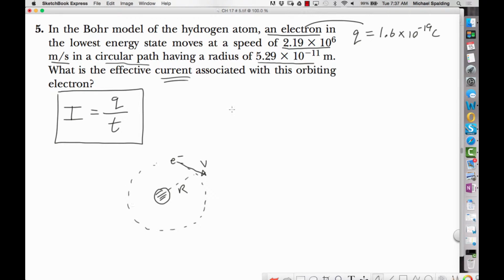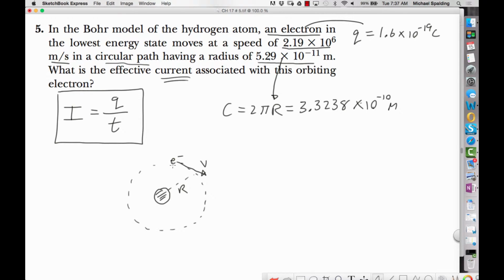What is the distance around the circle? That's just going to be the circumference. So circumference equals 2 pi r. We got the radius right here. You plug that in. The circumference comes out as 3.3238 times 10 to the negative 10 meters. So that's the distance around one circle.